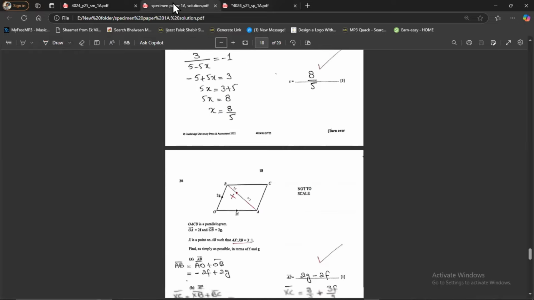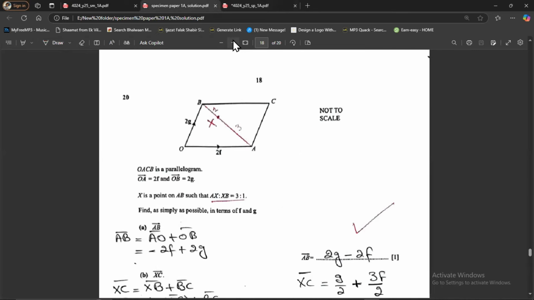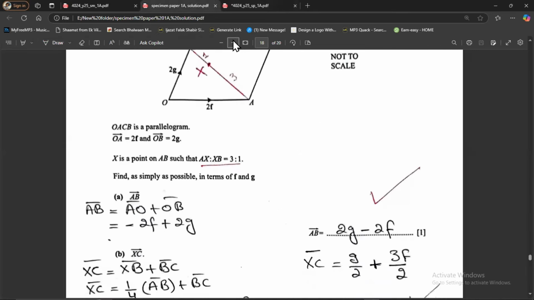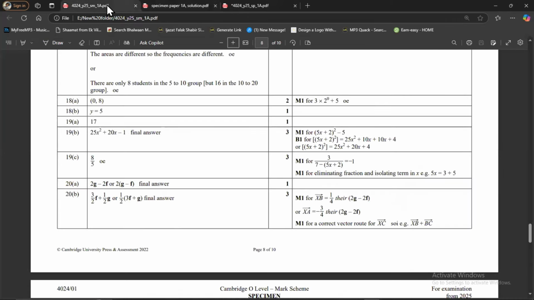So let me go to that question. So A to B will be AO plus OB, that's minus 2F plus 2G. So that's 2G minus 2F. 2G minus 2F is the right answer, sir.